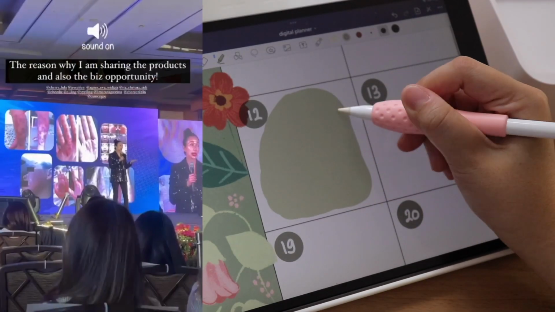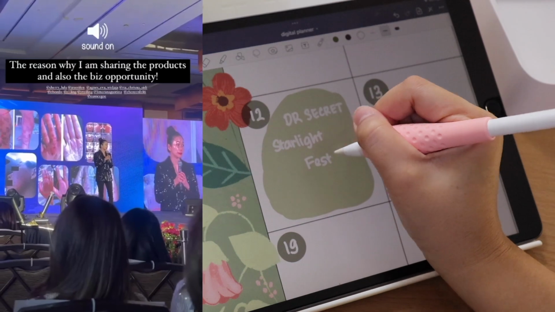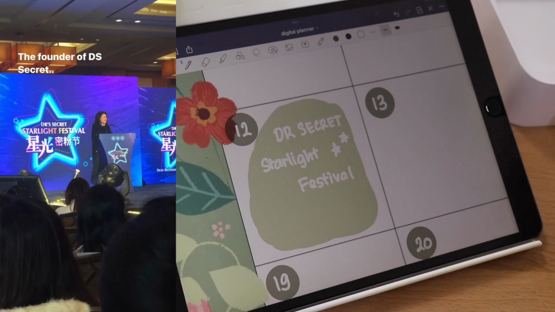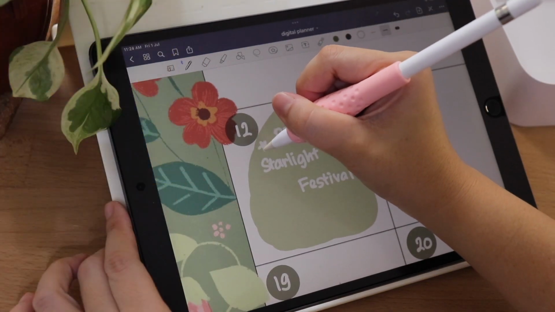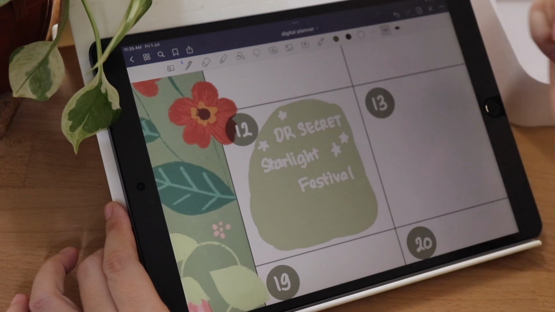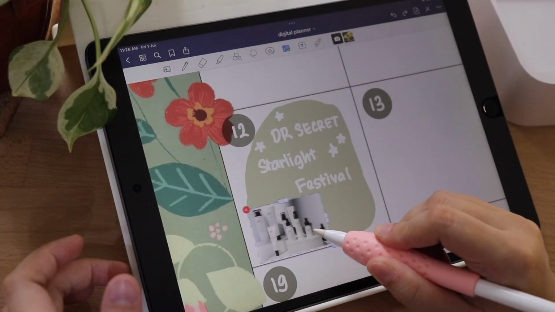I also attended Dr. Secret Starlight Festival. It was their first offline event after COVID. Dr. Secret is the skincare product that I've been using. It is a Singapore-based skincare product.